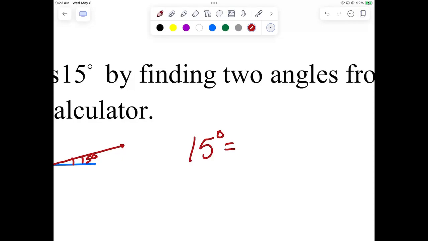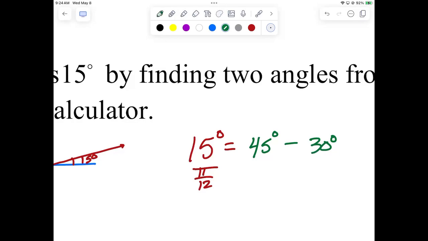Well, yes, it is pi twelfths. But what are two angles from the unit circle that add or subtract to give me 15? 30 and 45. What would I have to do with them? I would have to subtract them. So 45 minus 30 is 15, right? 45 and 30 are on the unit circle.